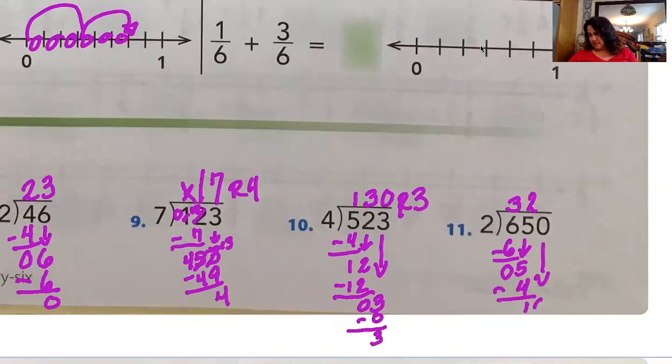Bring down the 0. And how many 2's go into 10? 5. So 325 is my answer.